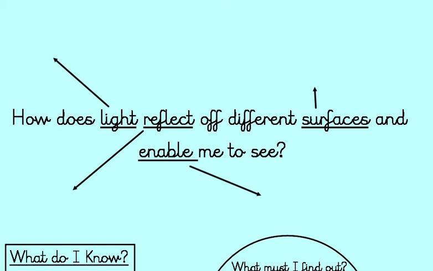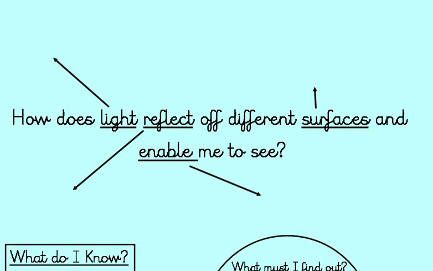So our last learning journey was based around English, wasn't it? We were looking at imagery. But today we're starting a new learning journey, and that's in science. We're going to be learning all about light. And our learning journey question today is, how does light reflect off different surfaces and enable me to see?